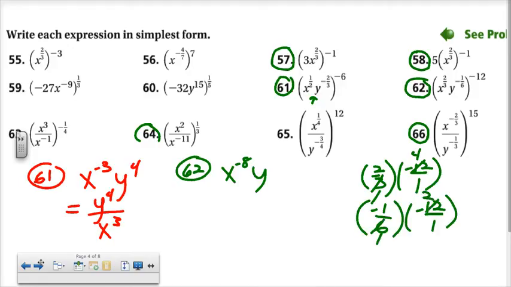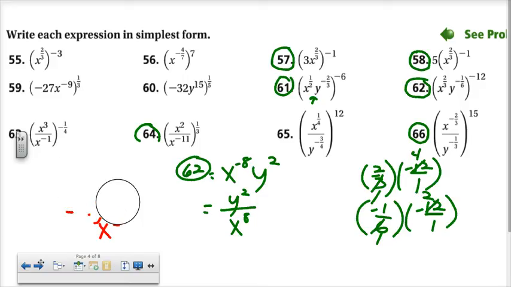Again, do a little reducing. We're going to end up with a -1 times a -2, which is +2. The y squared stays on the top, but the x to the 8th goes down to the denominator so that you have its reciprocal, and things work out very nicely there. And then again, I need some more room to look at 64 with you.